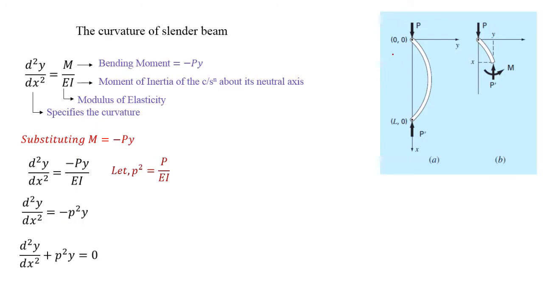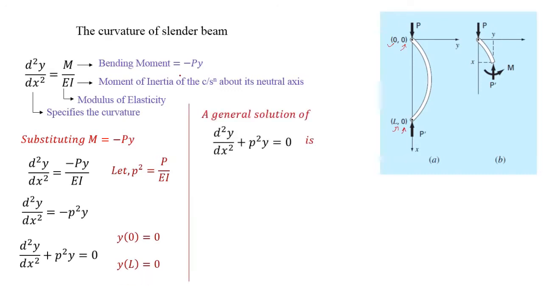Now let's talk about the boundary conditions. So this is our main problem, and this is the end at x equal to 0, and this is the end at x equal to L. If you carefully look at the deflection of this beam, then the deflection of the beam at x equal to 0 is 0, and the deflection of the beam at x equal to L is also equal to 0. So our boundary conditions are y at x equal to 0 is 0, and y at x equal to L is equal to 0.